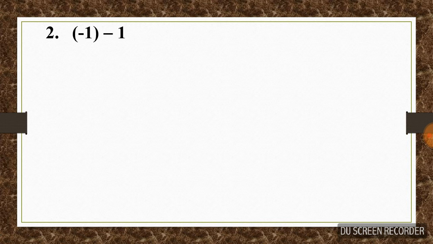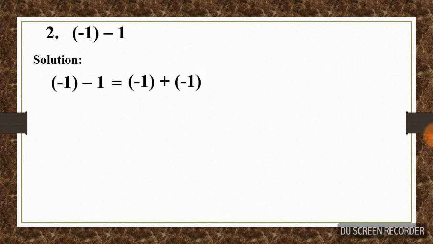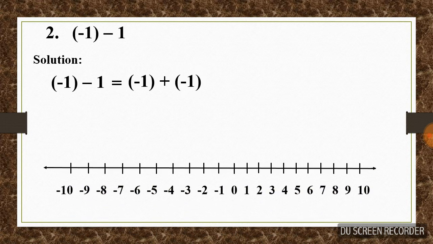Negative 1 minus 1. By applying the general rule in subtracting integers, negative 1 minus 1 would be equal to negative 1 plus negative 1. Now by using number line, we can solve this problem. Negative 1, since 1 is negative, we'll move 1 time from 0 to the left, plus another negative 1. Now negative 1 plus negative 1 would be equal to negative 2.